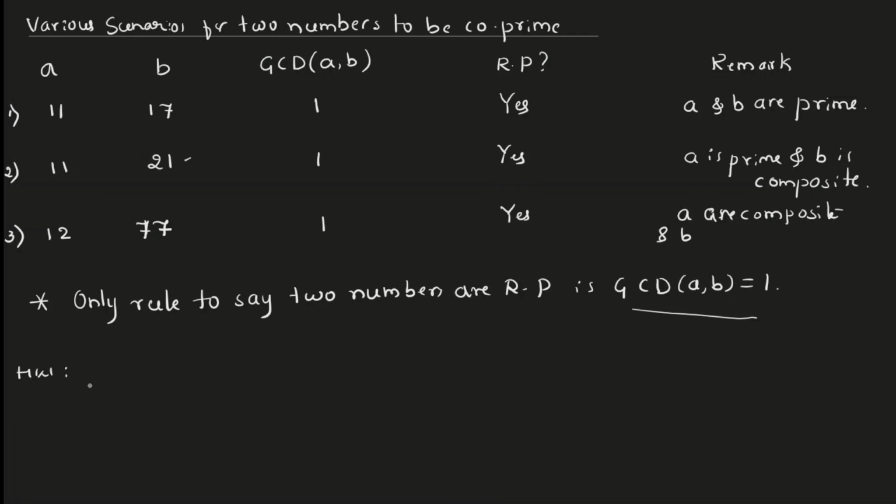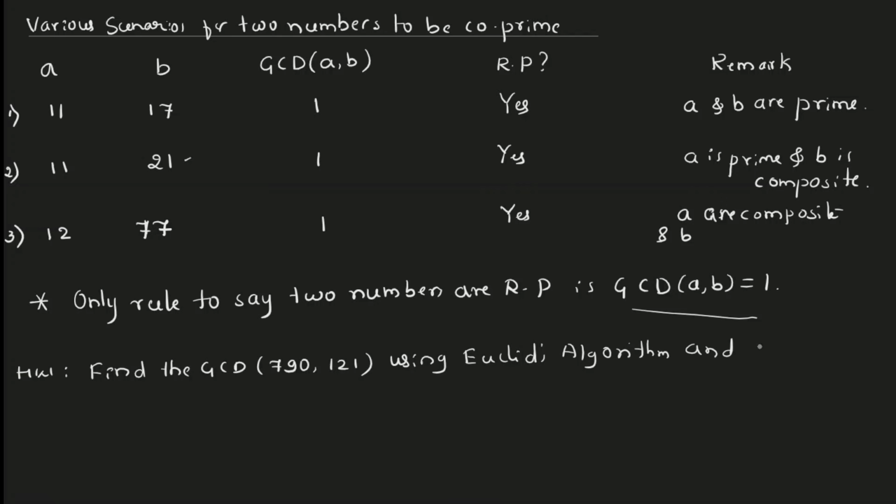Now, if you want, you can practice with an example using Euclid's algorithm. Find the GCD of 790 and 121 using Euclid's algorithm and determine whether they are relatively prime or not.